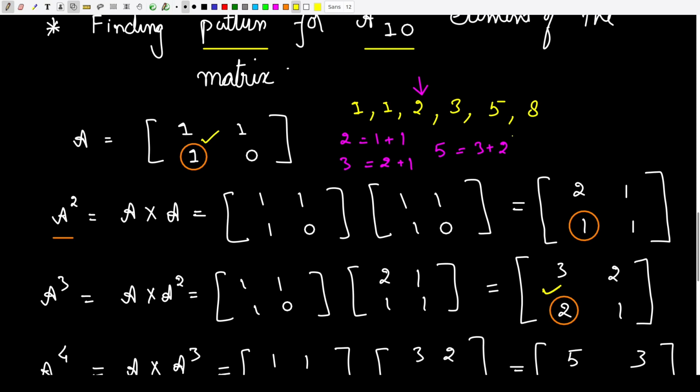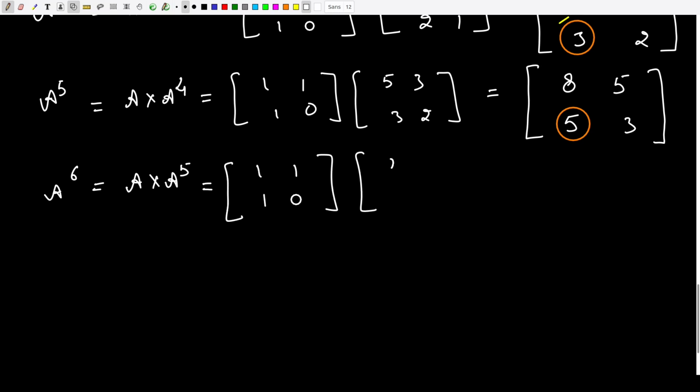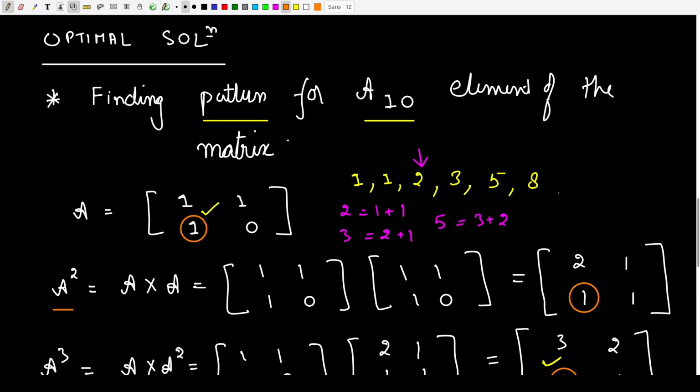So now let us actually go ahead and compute a to the power 6, and let us see what the value will be over there. So a to the power 6 equals a into a to the power 5, and this equals matrix 1 multiplied by matrix 2. And if we multiply these two matrices, the resultant matrix which we will find is 13, 8, 8 and 5. So the 1, 0th element is 8, as we have predicted over here, right?